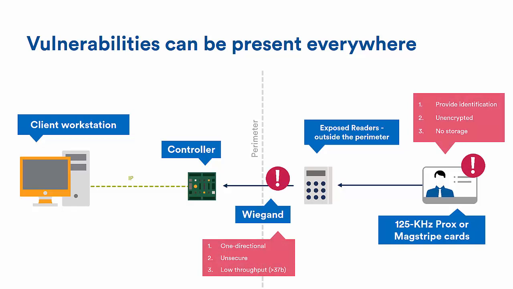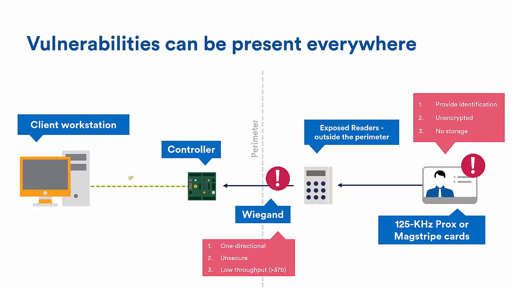Recall that magstripe and 125 kilohertz prox cards provide identification, but no storage and no encryption. Additionally, the attacker can access the Wiegand wire behind the reader. They can tap the wire with a device that listens to the output given by the controller. So when a green LED is fired, it stores the credential in memory so that the attacker can download or retrieve it over Bluetooth. This is possible because Wiegand is one-directional, meaning if the reader is tampered with, the controller is not notified unless it is directly wired to a tamper switch.